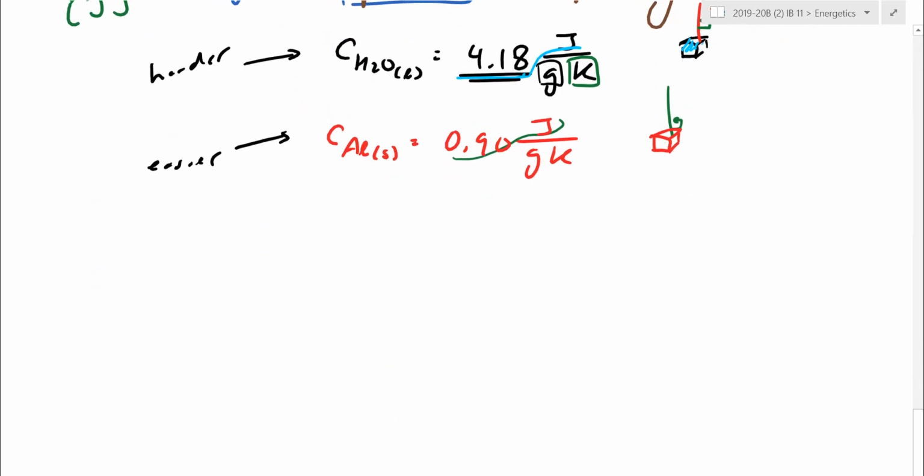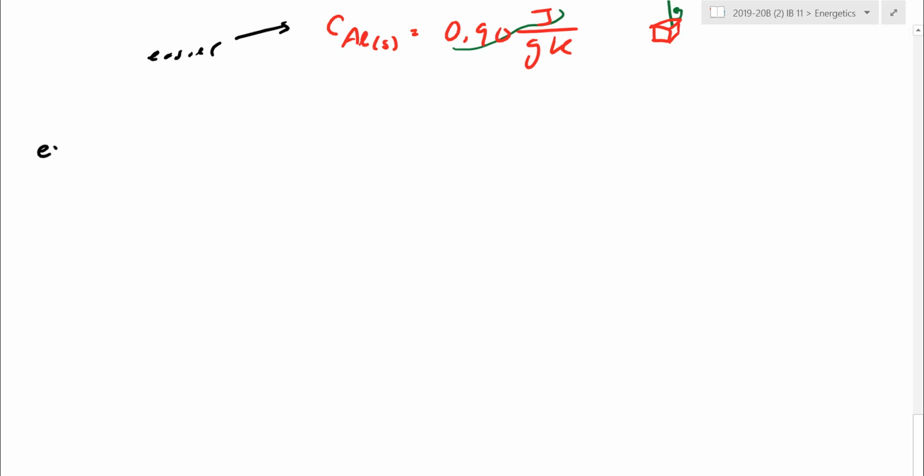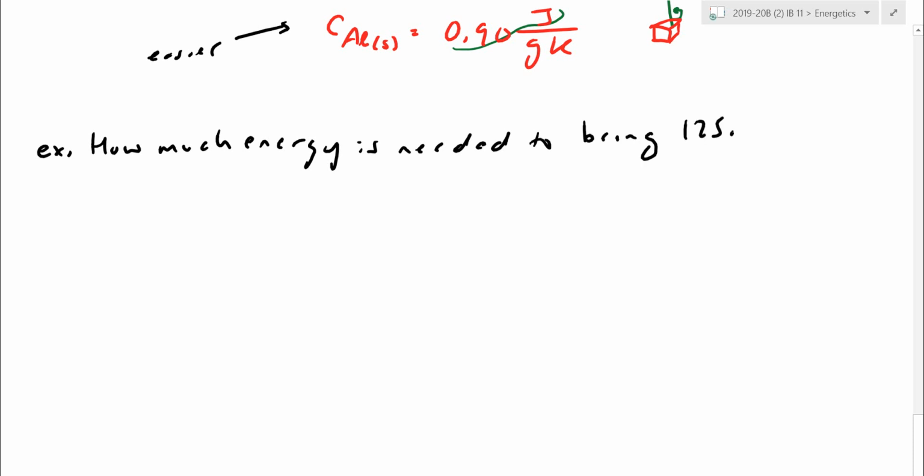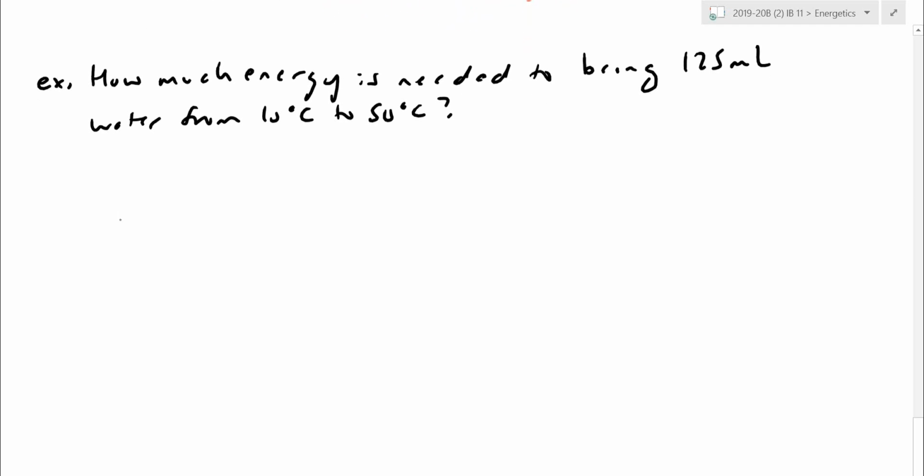All right, so let's just apply this formula here to a few calculations. First question: how much energy is needed to bring 125 mils of water from 10 degrees Celsius to 50 degrees Celsius? Okay. So the experiment is quite simple here. We have 125 mils.